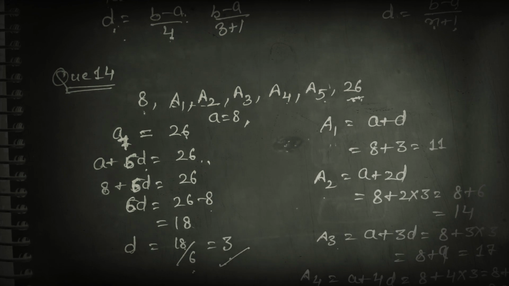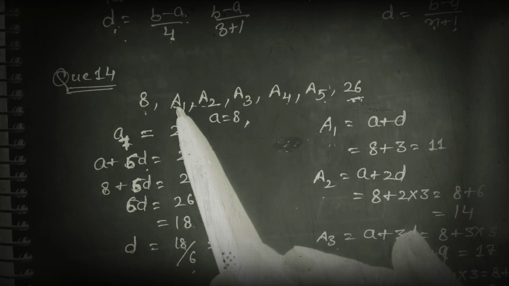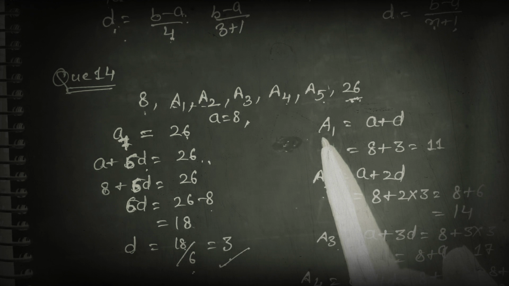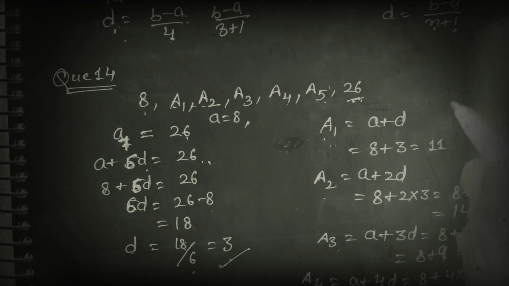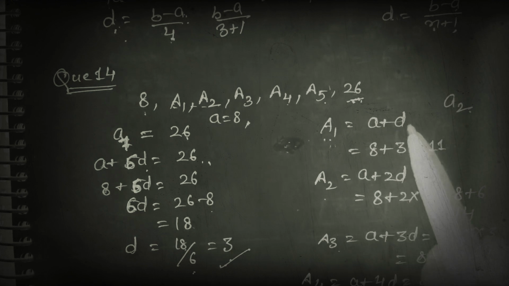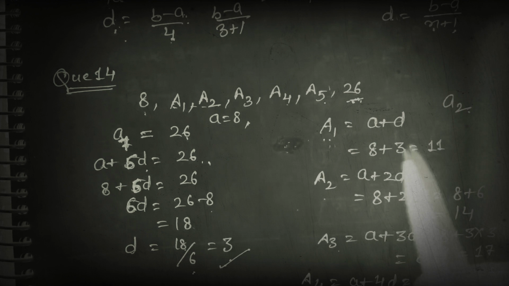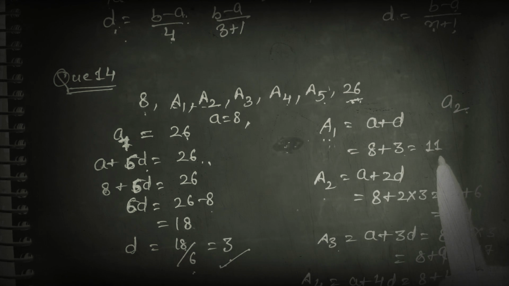So what is A1 here? A1 is the second term. This is first term, this is second term. So A1 is the second term. So this is equal to A2. A1 is equal to A2. A2 को हम क्या लिख सकते हैं? A plus D. What is the value of A here? 8 and D value is 3. So 8 plus 3 is equal to 11.